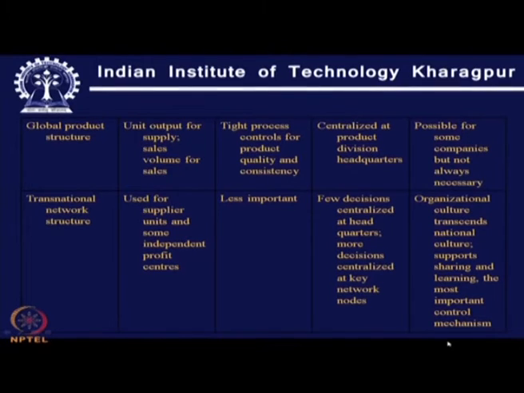When you are talking of transnational network structure, output control is used for supplier units and some independent profit centers, and bureaucratic control is less important. In decision making control, few decisions are centralized at headquarters, and more decisions are centralized at key network nodes. In organizational control, organizational culture transcends national culture, which supports sharing and learning, and is the most important control mechanism. So, these are the 4 types of MNCs and the different factors associated with them: output control, bureaucratic control, decision making control and organizational control.